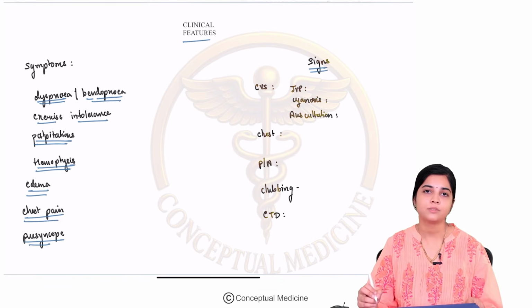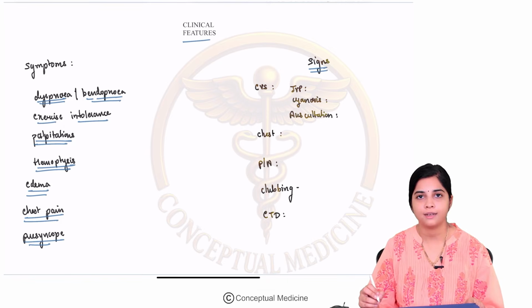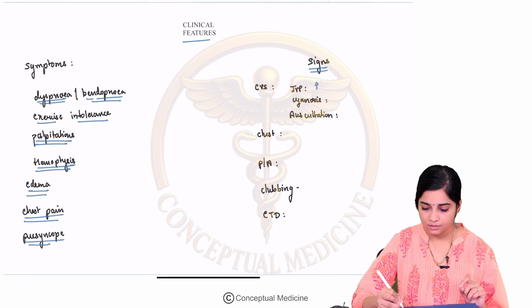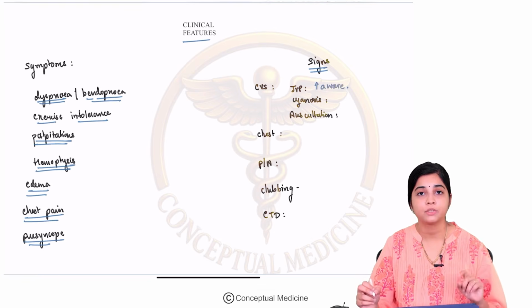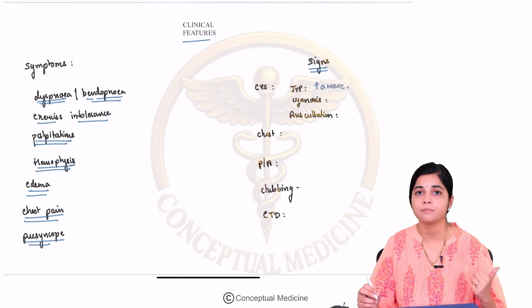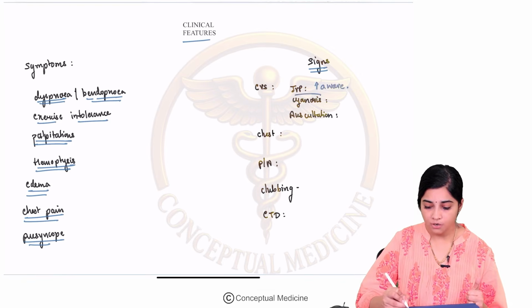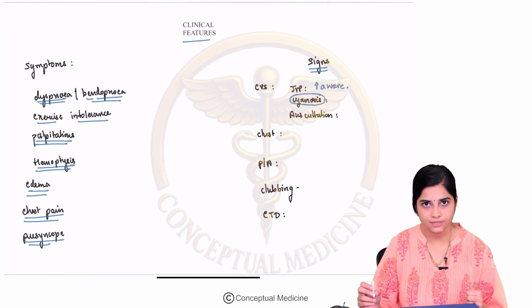So what happens to the JVP? What happens to the JVP whenever there is an RA-RV pressure overload? There will be a raise in the A wave. Okay, so there will be a raise in the A wave, right? So the A wave becomes more prominent in your JVP. Okay, in chronic stages, in chronic pulmonary hypertension, you can have cyanosis as well.